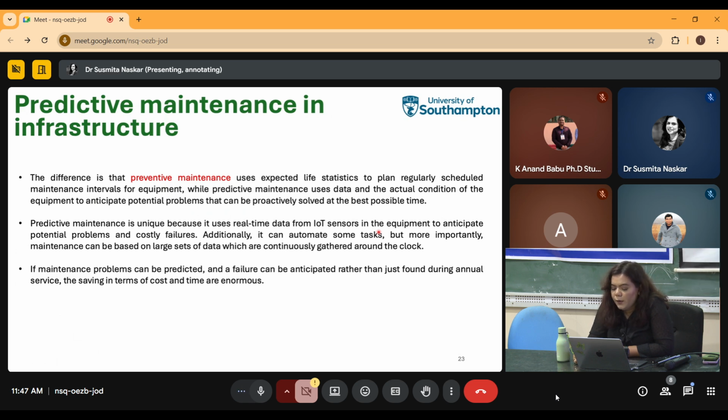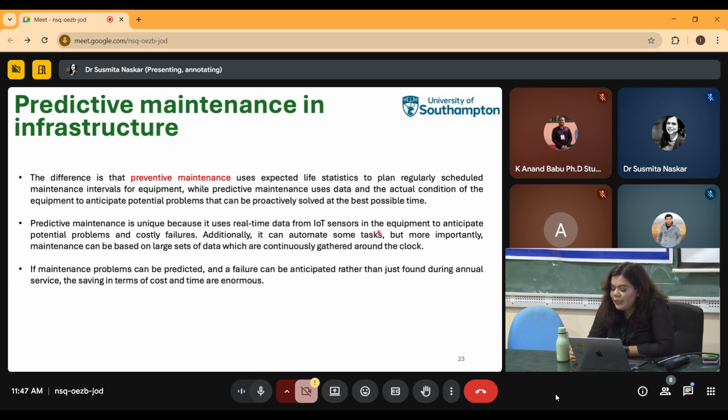Okay. So as I said, the advantage of predictive maintenance is very clear when problems can be predicted and failures anticipated rather than discovered during routine inspection. So that, as I said, saves time, saves cost, also saves human life, and many other aspects are associated with this. It also saves unplanned downtime, improves the life of the asset, and ensures the maintenance. So there are many things which have been associated.